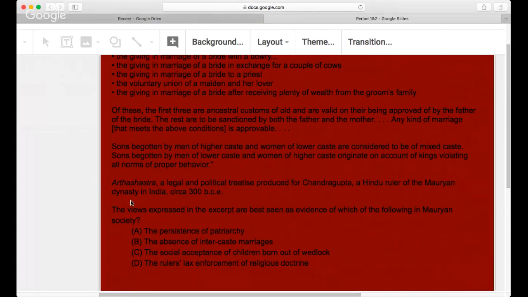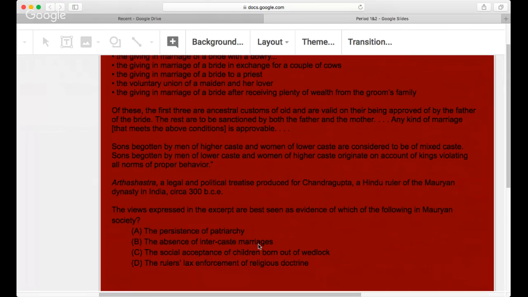Okay, so for this one, the views expressed in the excerpt are best seen as evidence of which of the following in Mauryan society. So again, this whole excerpt is about marriage, and I know that this is a Hindu society in India. So we've got A, the persistence of patriarchy. So remember that patriarchy means that men have more power than women, and persistence is like it continues. So for this, I would say men definitely have more power than women. So I would keep A.